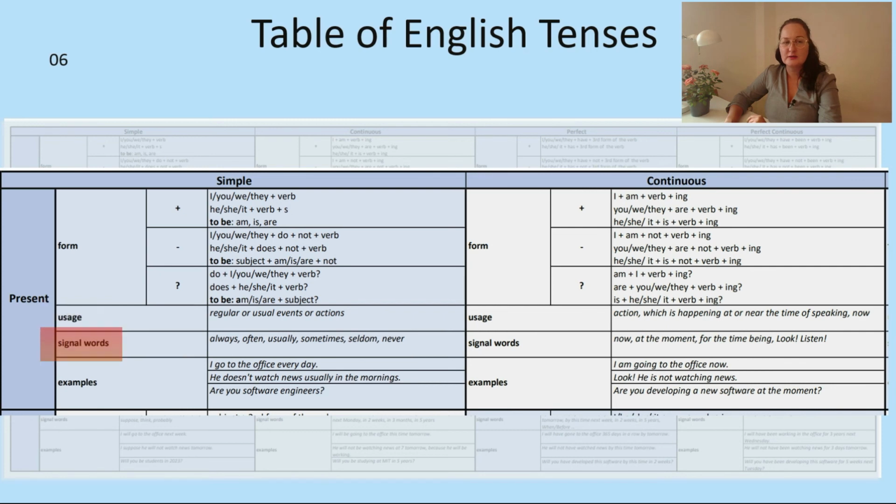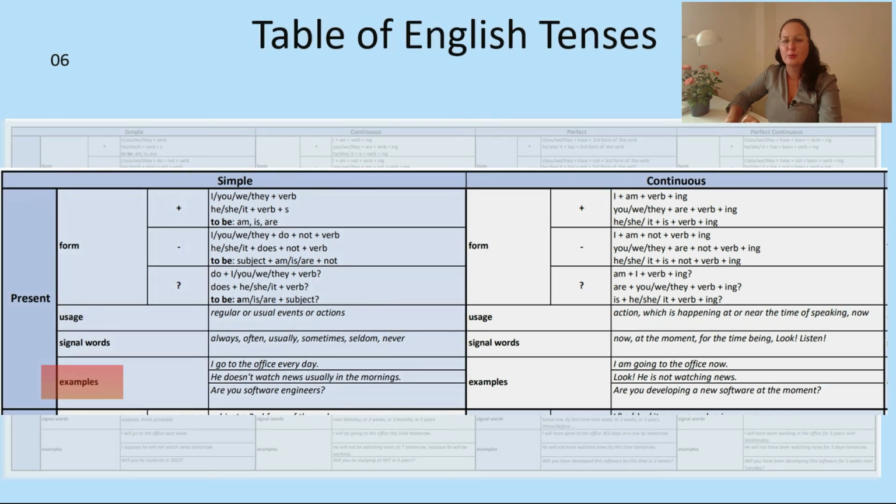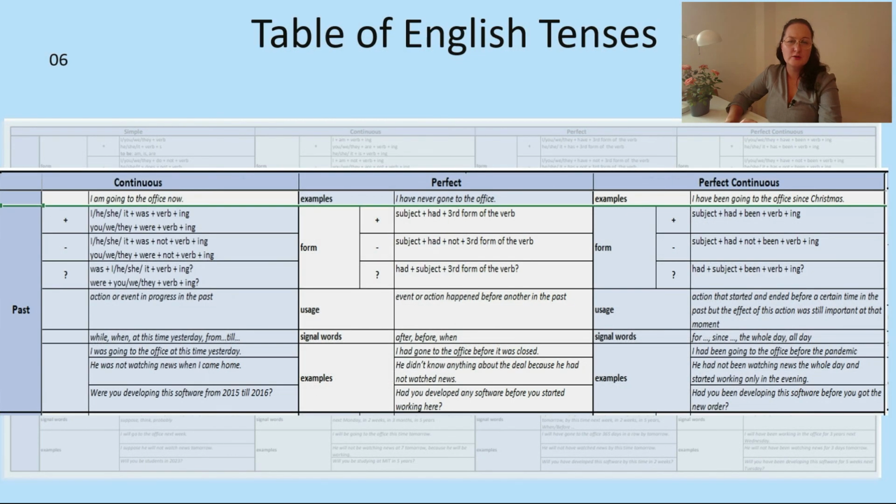The next one is signal words, where I put all the words which can tell you that in this sentence you need to use this tense. And the last line is examples. Here you usually have 3 examples per each tense. So this was present simple and present continuous, which we already saw.